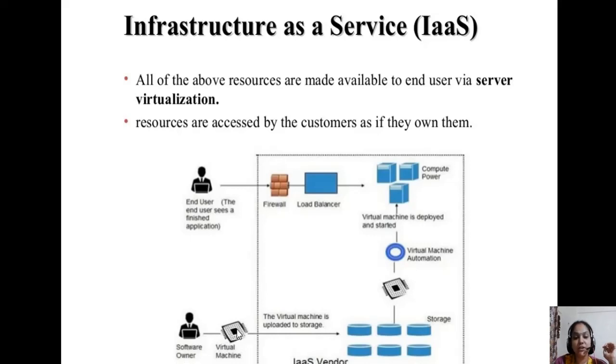This virtual machine is being connected with various types of storage areas. See, here I have written that the virtual machine is uploaded to the storage. So basically the virtual machine is being uploaded onto the storage area, right? Where we can put our particular content, our particular software. And here we have the IaaS vendors, that is, the infrastructure as a service vendor. Then the storage, and again there is virtual machine automation over here, and with the help of this virtual machine automation, the virtual machine is deployed and started.